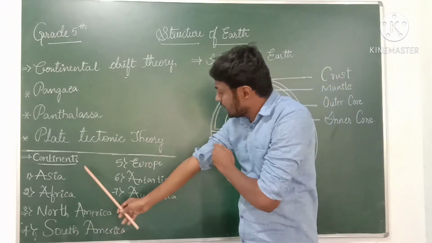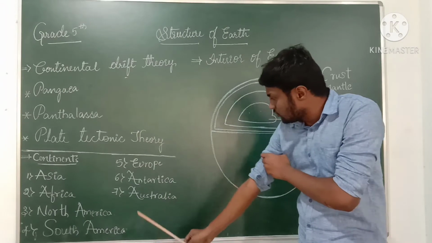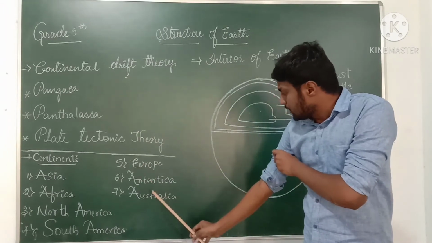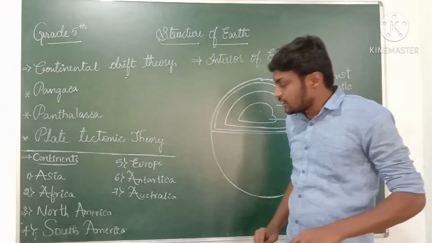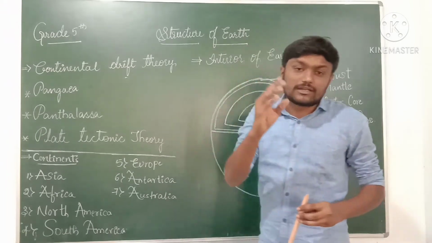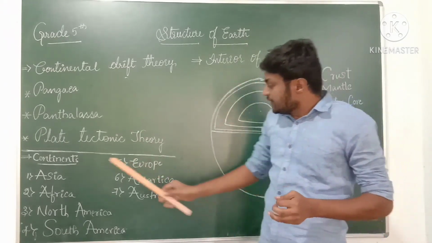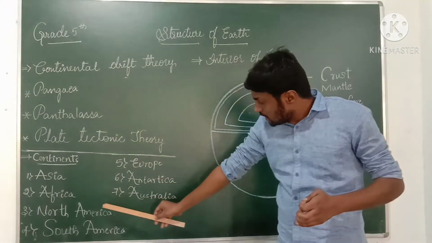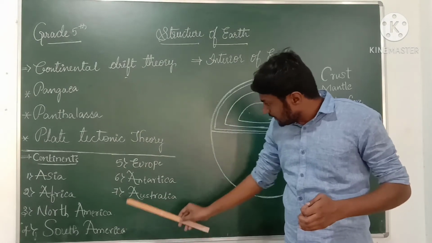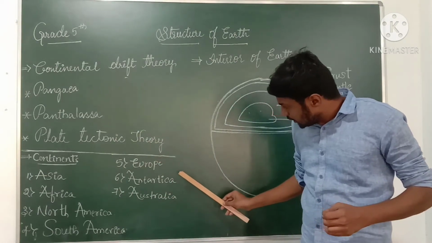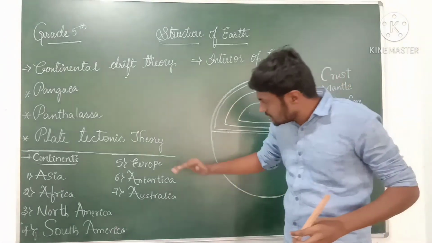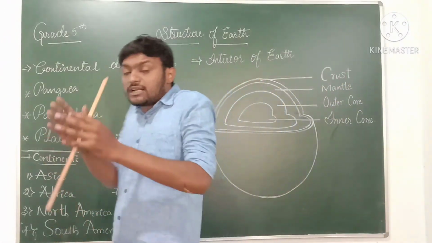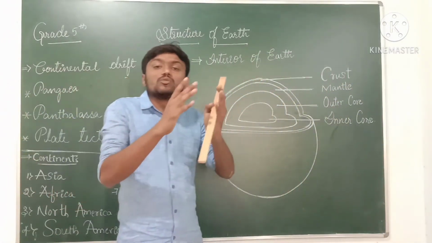The continents are Asia, Africa, North America, South America, Europe, Antarctica and Australia. These are the 7 continents. Further, the continents are divided into many nations.